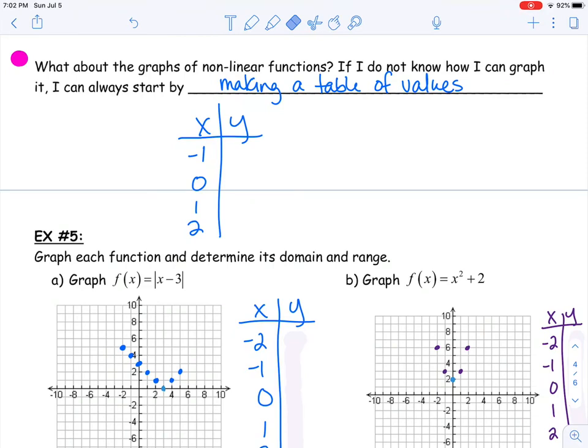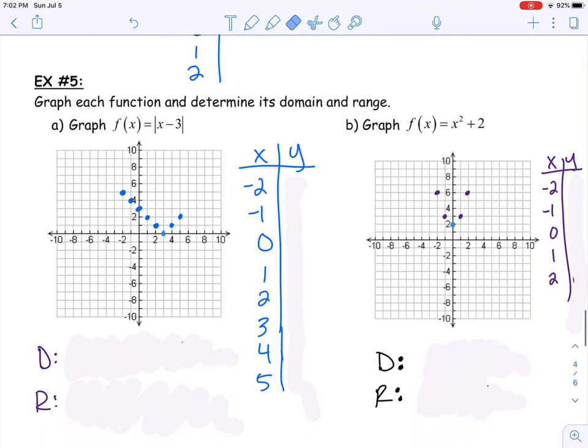So if you're not sure how to graph it, well, you can always start by making a table of values. Pick some x's, plug them into your equation, find the y, and then figure out what points are on the graph. After you've plotted a few points, maybe you can see the pattern and figure out exactly where these graphs are at. Let's do a few.